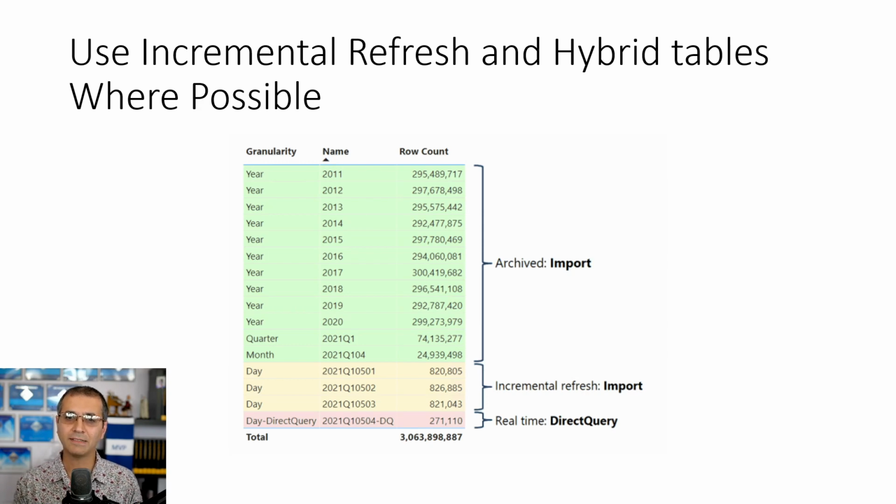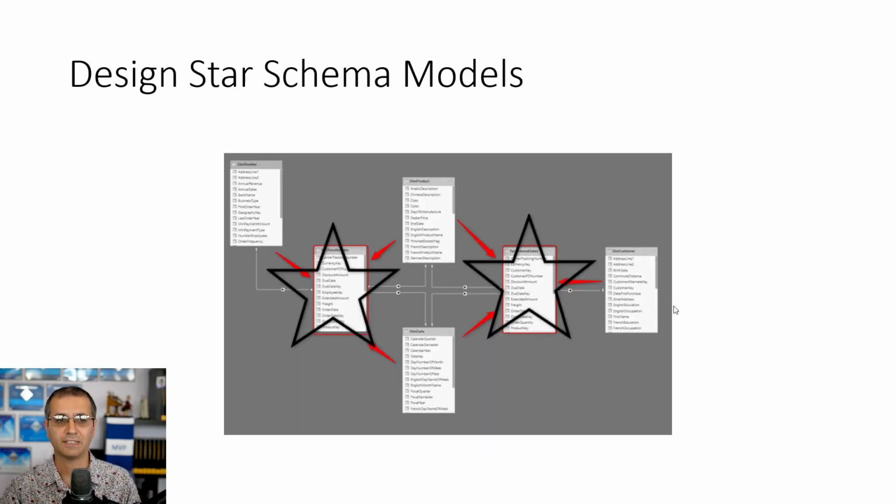In addition to that is hybrid tables, where you can put the most recent period of your table as a direct query, where you get the data freshness for the most recent period. You don't really import that data into Power BI, you keep it in the source, so every time you query that from the source in case you want really fresh data for your latest period of the data.